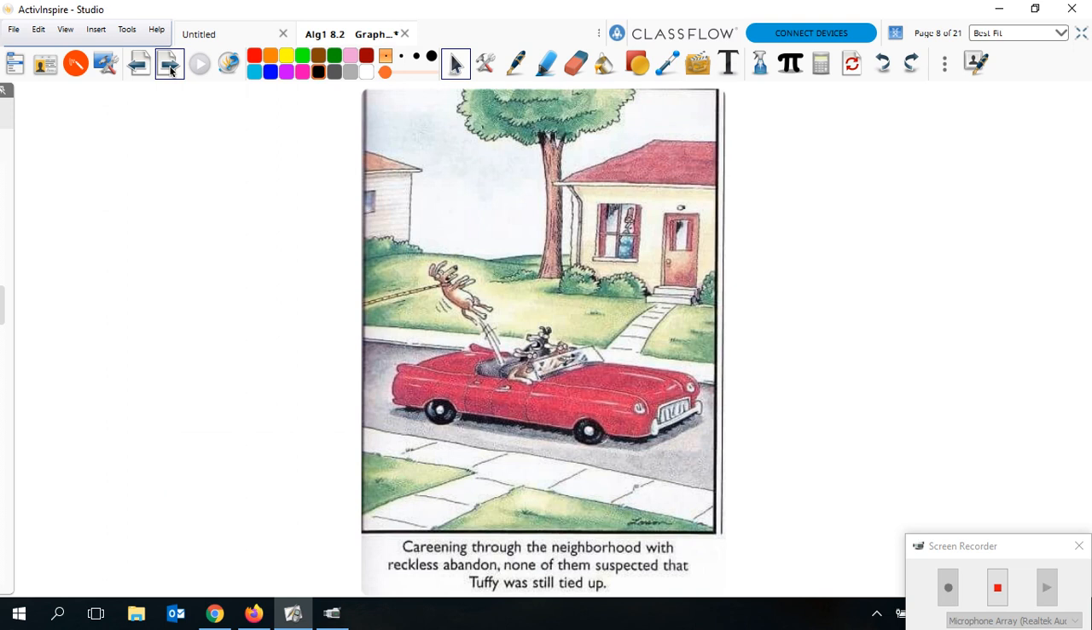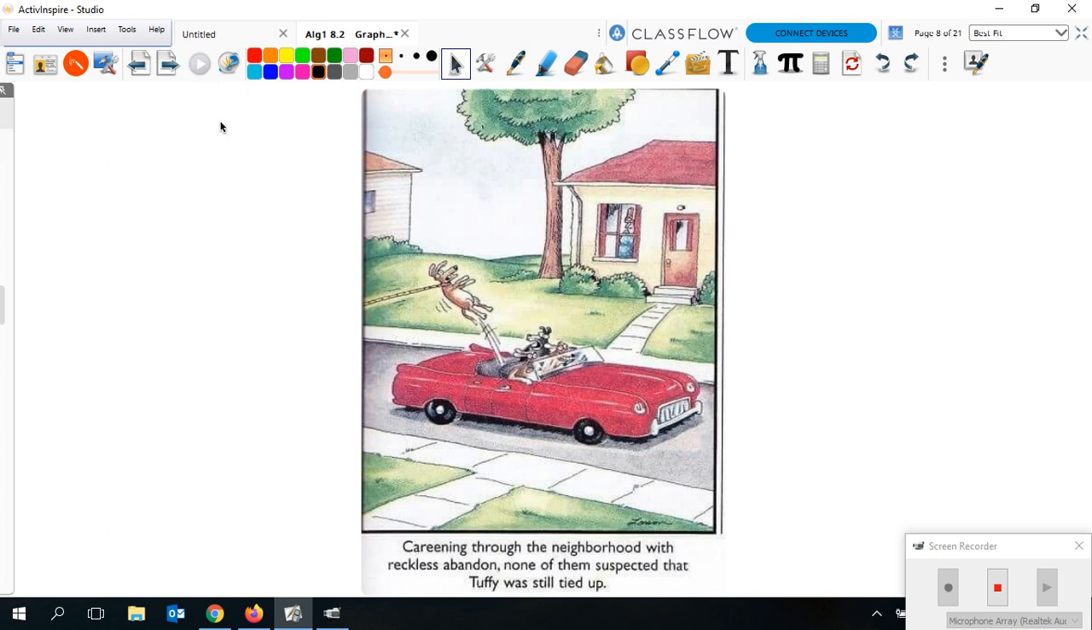So here's a car with a bunch of dogs. Looks like they're joyriding in the neighborhood. It says, careening through the neighborhood with reckless abandon, none of them suspected that Tuffy was still tied up. You can just hear him as he gets choked as he's still tied up to wherever he was, his doghouse or something.